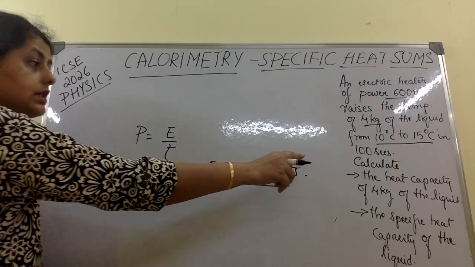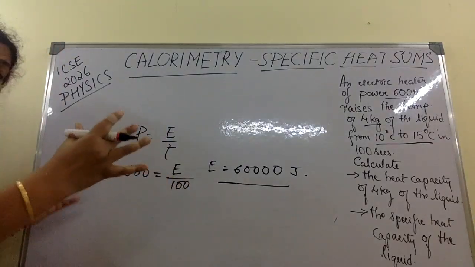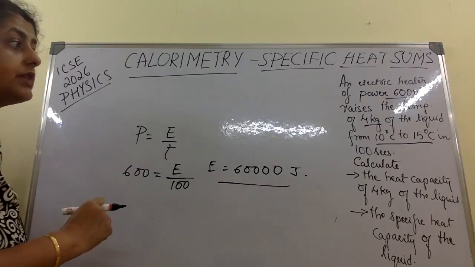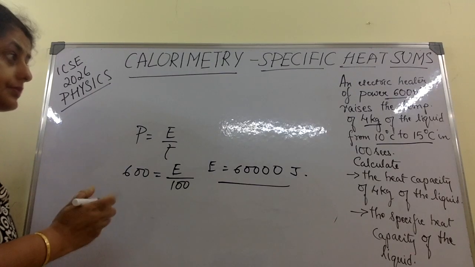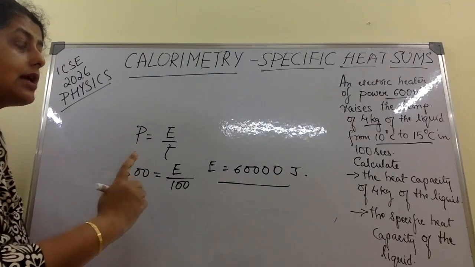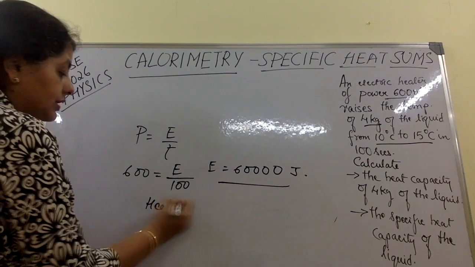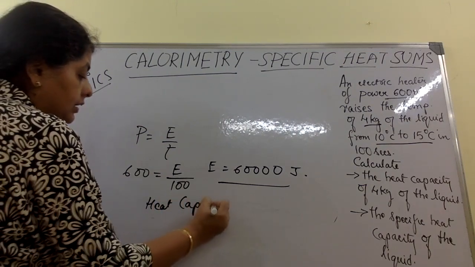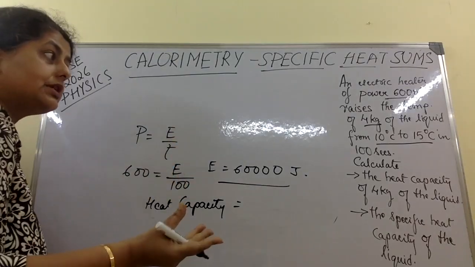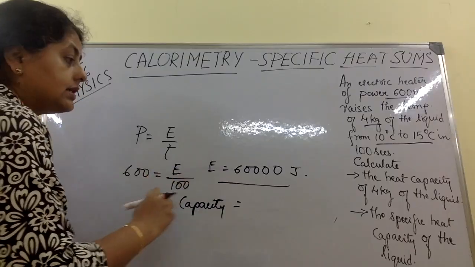Now this is not the answer to anything. We have to calculate the heat capacity of 4 kg of the liquid. For that entire bulk of liquid, how much is the heat capacity? The heat capacity of the liquid is simply, for 1 degree rise, how much heat that 4 kg has absorbed. Okay, for 1 degree rise, how much heat it has absorbed, that is only the heat capacity. Because we are not bothered about the 4 kg, as I told, this is heat capacity.